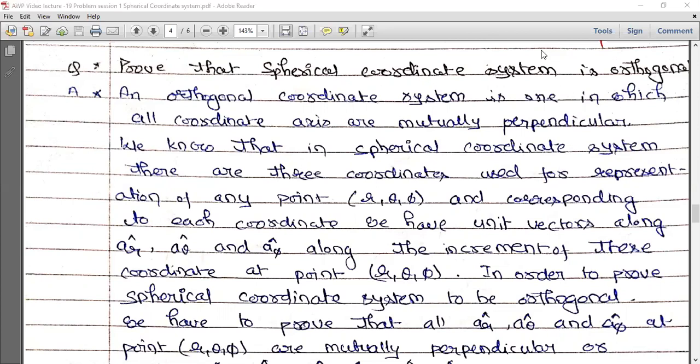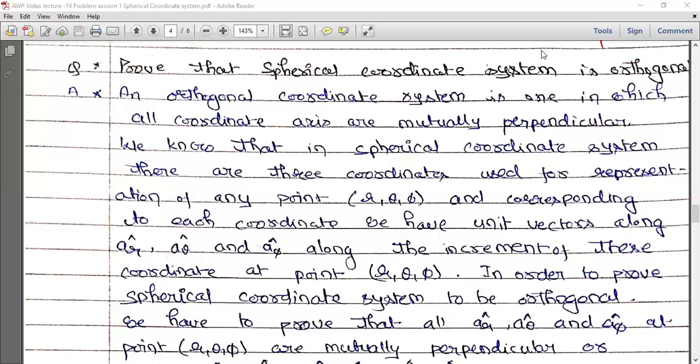Similarly, if you keep r constant and phi constant, and you start increasing theta, you will find that theta increases along the periphery of a circle of radius r, in the plane where phi is constant. In that case, the direction of increment of theta is along the tangent at that particular point. That is the direction of a theta cap. Similarly, we can interpret the direction of a phi also.